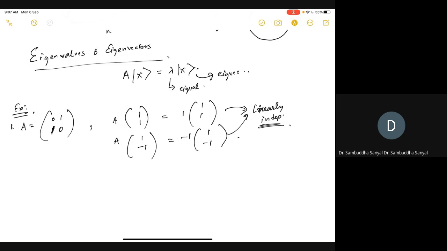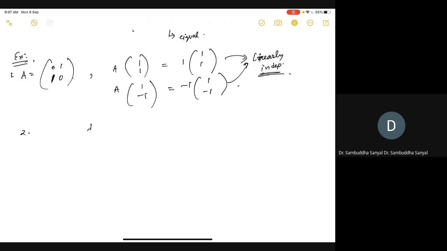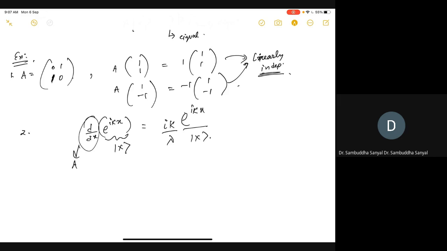So this is one example, and as usual I'll give a functional example also: d/dx of e to the power ikx. This is my operator A acting on some function, and it gives ik times e to the power ikx. So e to the power ikx is an eigenfunction. In this case you call it an eigenfunction instead of an infinite-dimensional vector. It's an eigenfunction of A with eigenvalue ik.